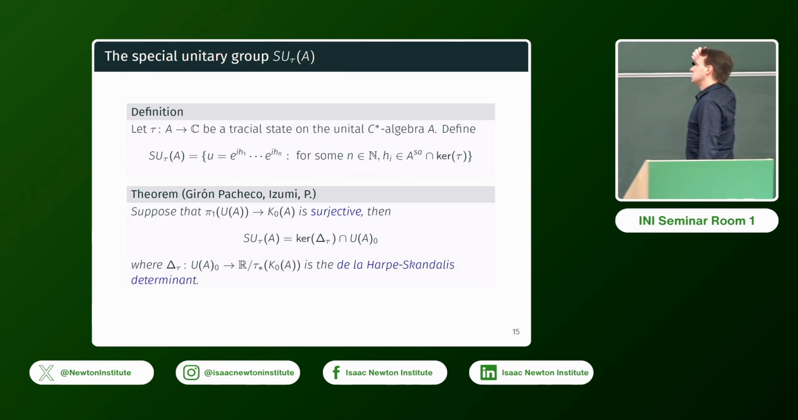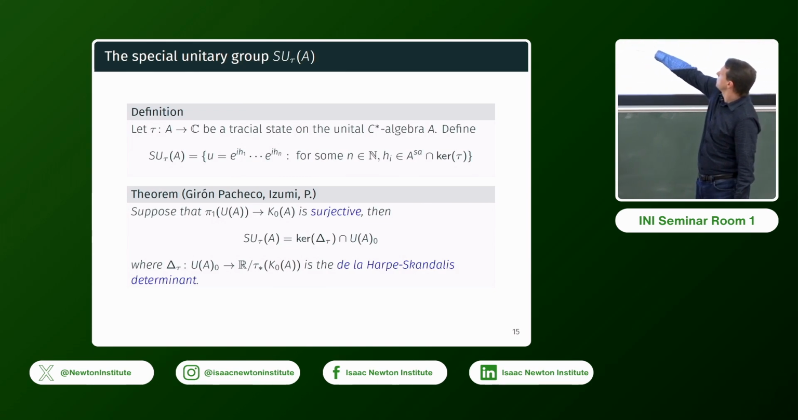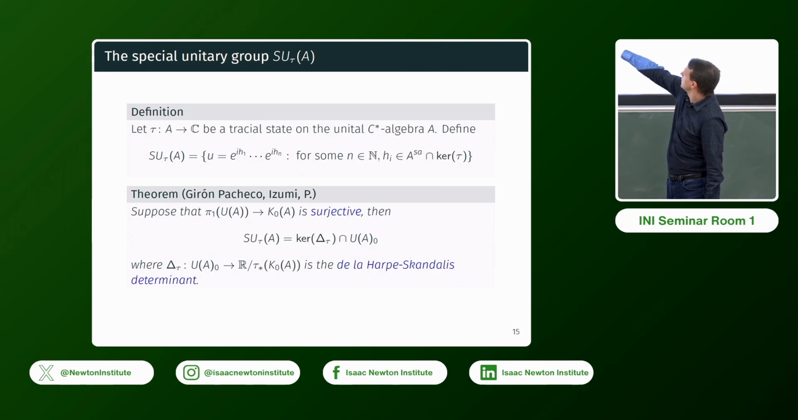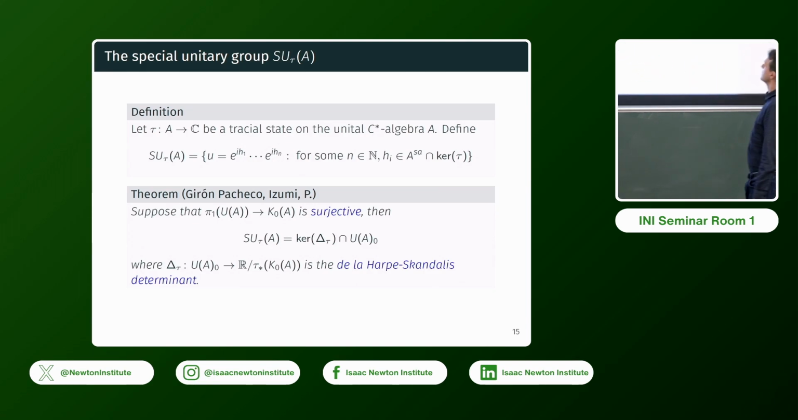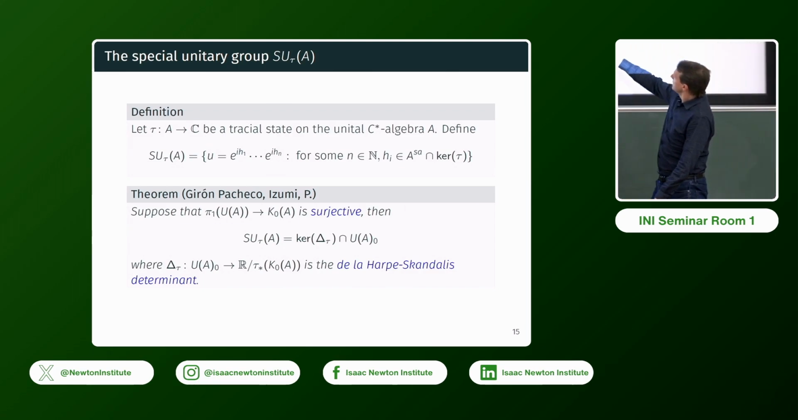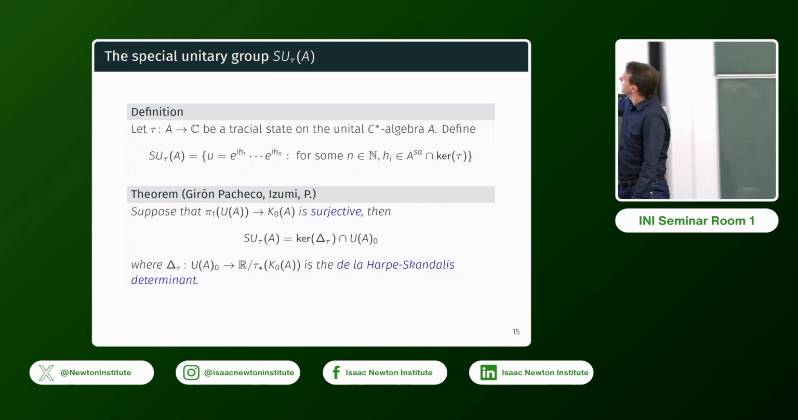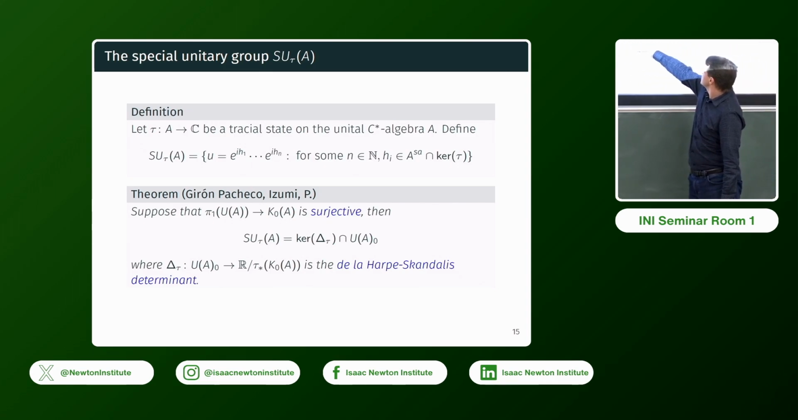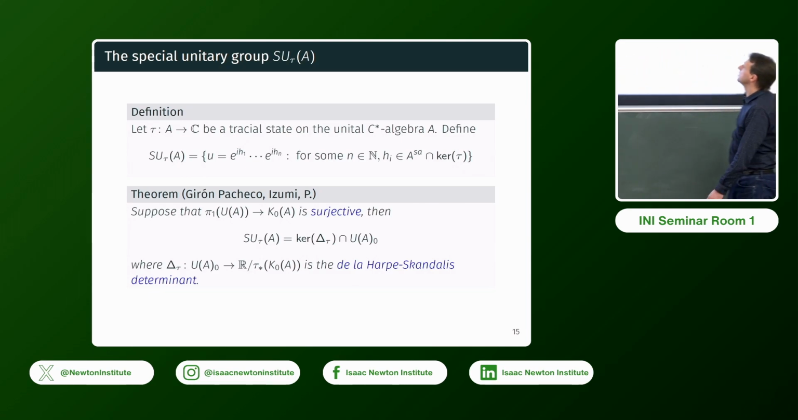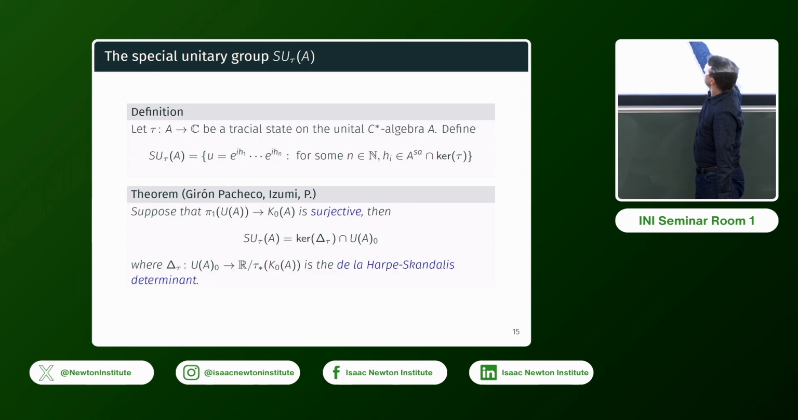And then what we show is that actually under these assumptions, or a slightly weaker assumption that the map on pi1, from pi1 of U of A to K0, is surjective, these are actually also the unitaries in the identity component of the unitary group that have determinant 1, if you like. So there's a determinant map if you have a trace, the de la Harpe–Skandalis determinant. And this sort of gives you the ones of determinant 1, and that's your special unitary group.